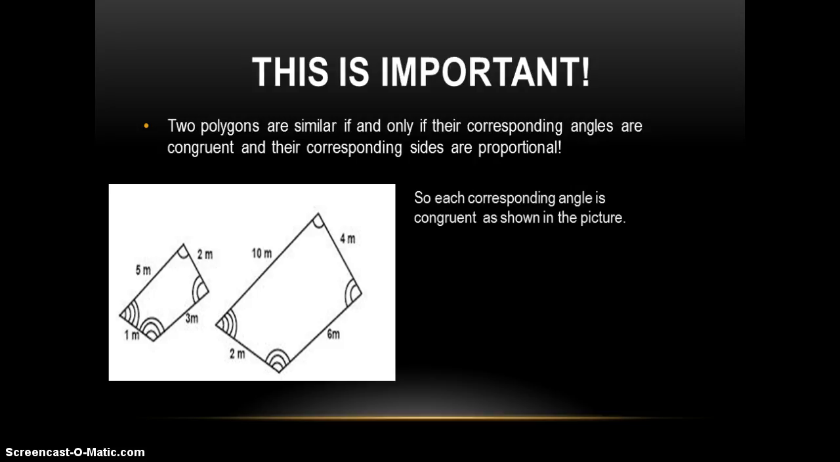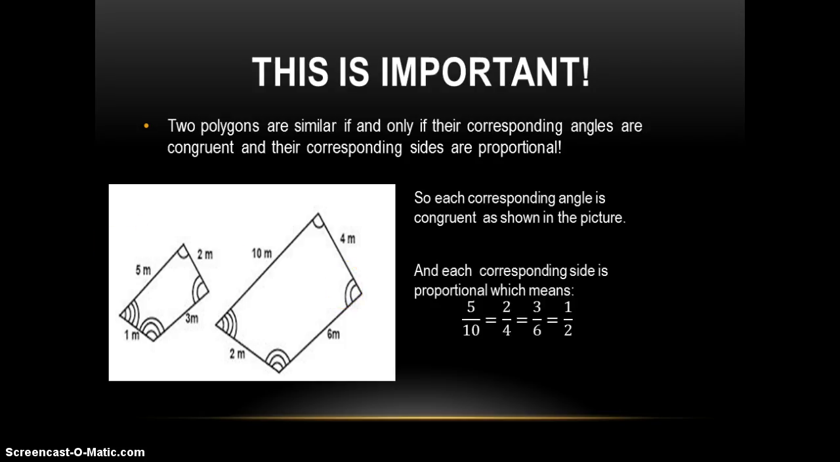So each corresponding angle is congruent as shown in the picture. So this angle is congruent to this angle is congruent to that angle, and so on. And each corresponding side is proportional, which means 5/10 equals 2/4 equals 3/6 equals 1/2. So we take 5/10 because those two sides are corresponding, 2/4 because those two sides are corresponding, and so on.